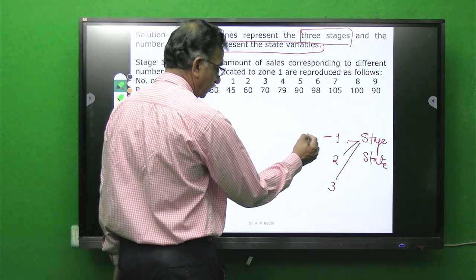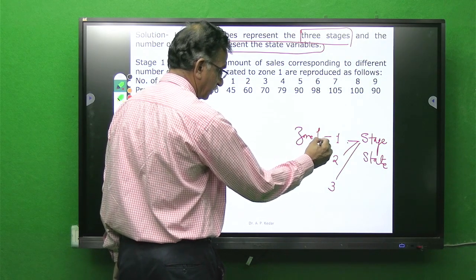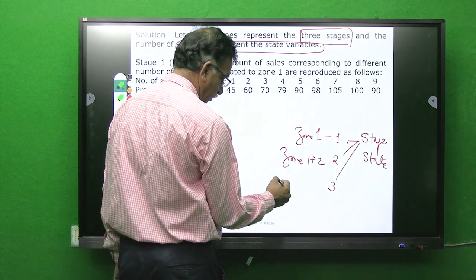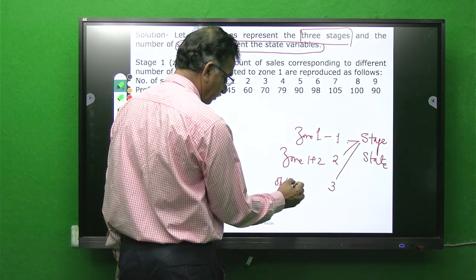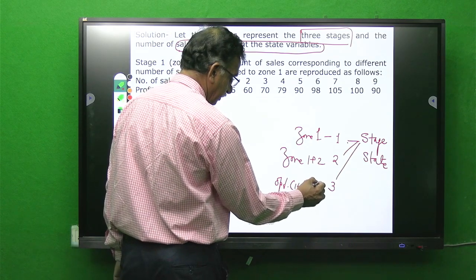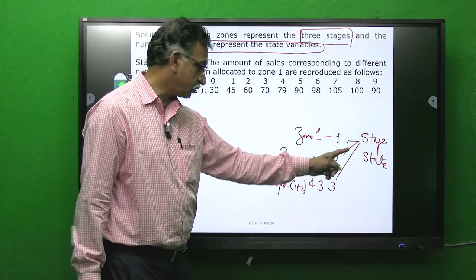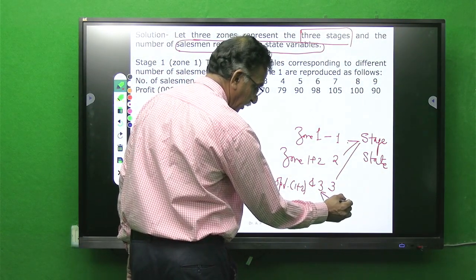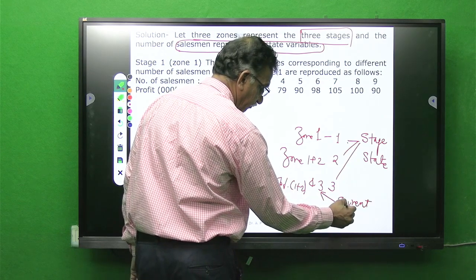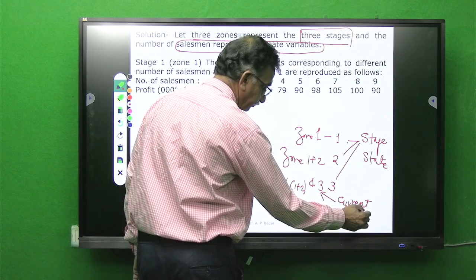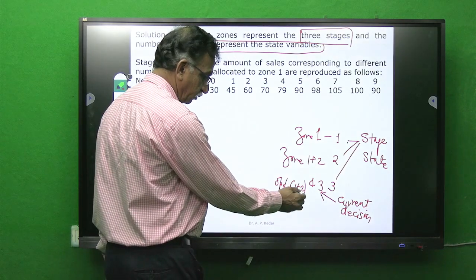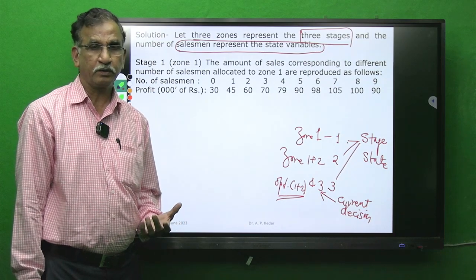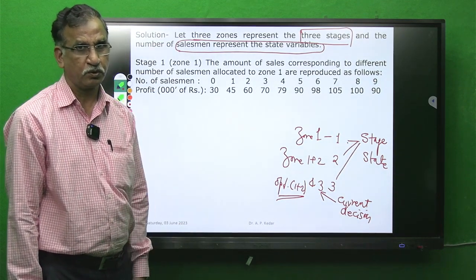So it will be for zone 1, then zone 1 plus 2, then the optimum of 1 plus 2 and 3. So in stage 3, what we will be finding is the current decision, and here we will be getting optimal values from the combined zone 1 and zone 2.